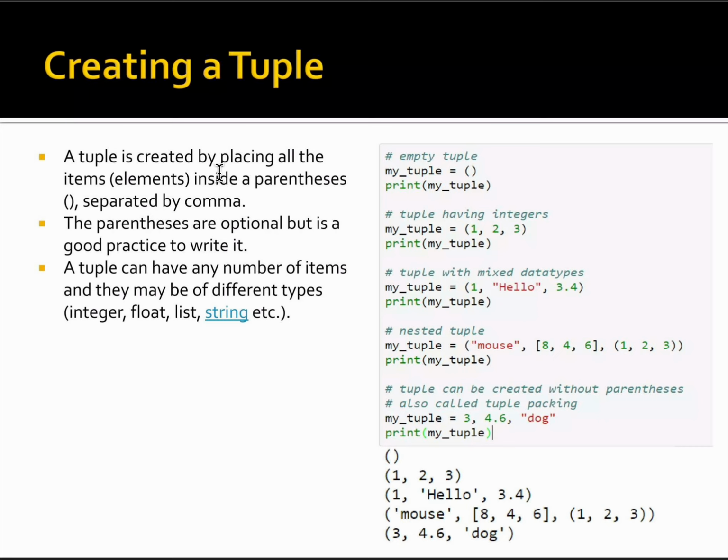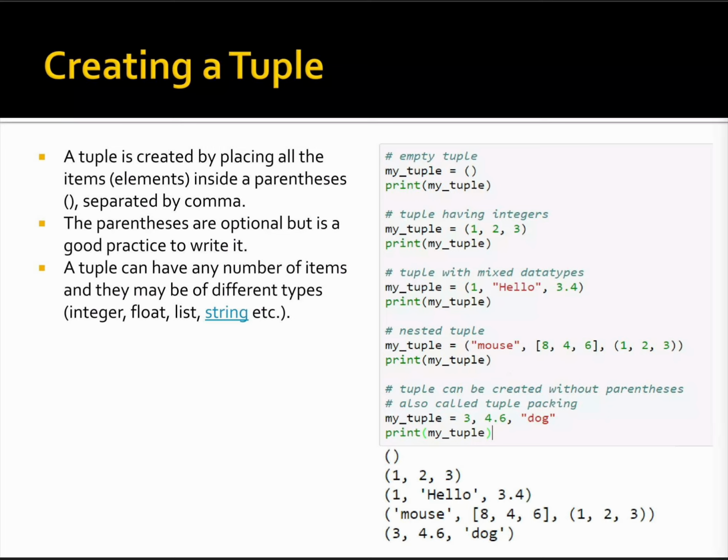Creating a tuple. A tuple is created by placing all the items, elements, inside parentheses, separated by commas. The parentheses are optional, but it is good practice to write them in code. A tuple can have any number of items and they can be of different types, integer, float, etc. As we can see here, the tuple is written in parentheses and the text is entered in the print. Same for the numbers, same for the text, but they are different.